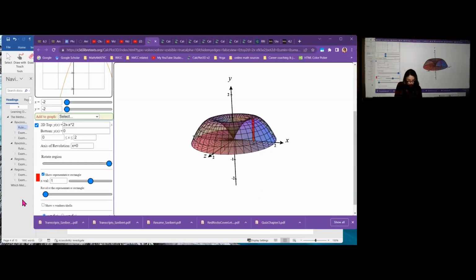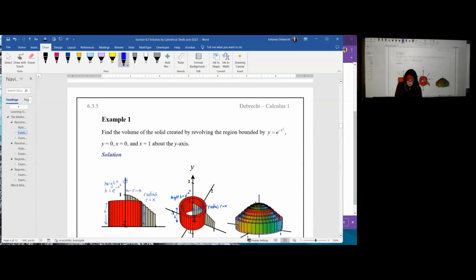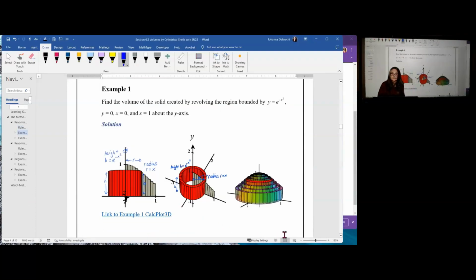Let's now take a look at example 1. In example 1, we want to find the solid created by revolving the region bounded by y equals e to the negative x squared, y equals 0, the x-axis, x equals 0, the y-axis, and the vertical line x equals 1, and we're going to revolve it about the y-axis.